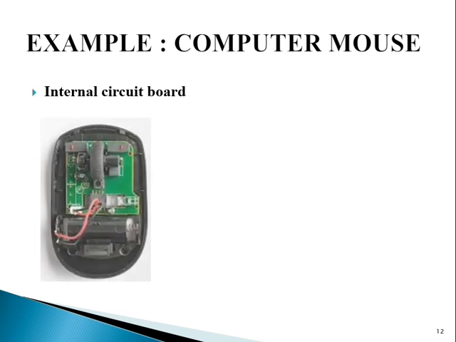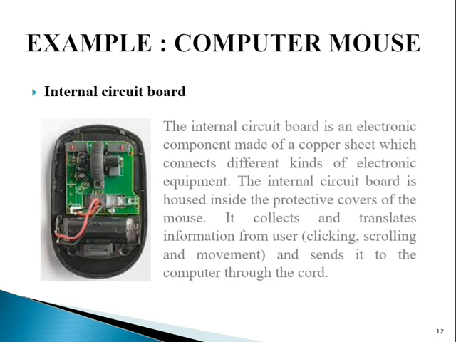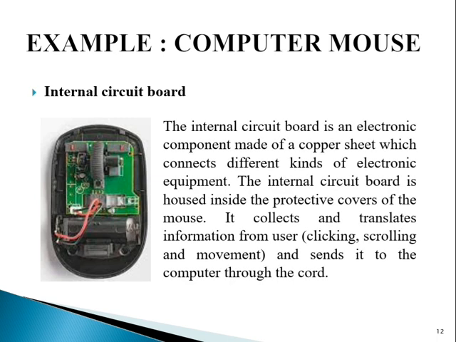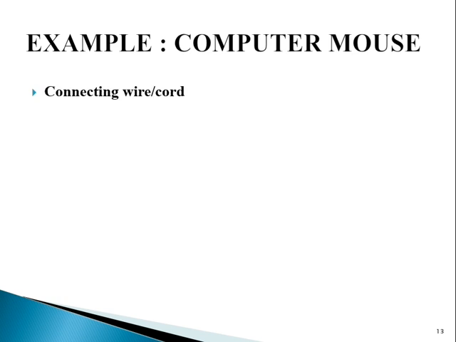Next is internal circuit board. So you can see internal circuit board here. The internal circuit board is an electronic component made of a copper sheet which connects different kinds of electronic equipment. The internal circuit board is housed inside the protective covers of the mouse. It collects and translates information from the user like clicking, scrolling and movement, and sends it to the computer through the cord. Okay, so we can say cord means wire. So you can write it down from here all the information.